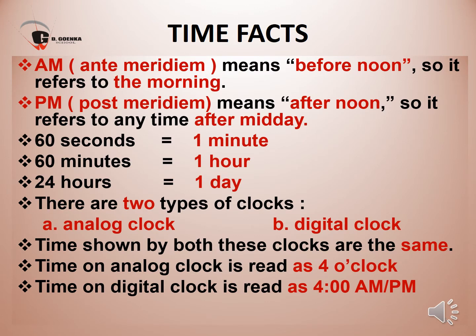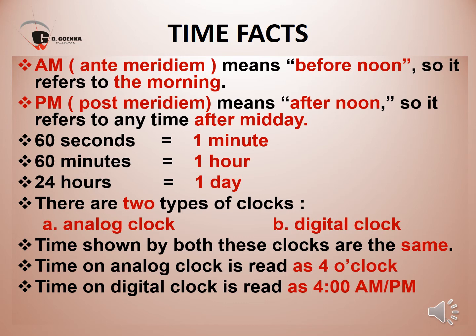The term antemeridiem, which is popularly known as AM, means before noon. So it refers to the morning. The term postmeridiem, which is popularly known as PM, means afternoon. So it refers to any time after midday. Do you know, students, that 60 seconds make 1 minute, 60 minutes make 1 hour, and 24 hours make one day.